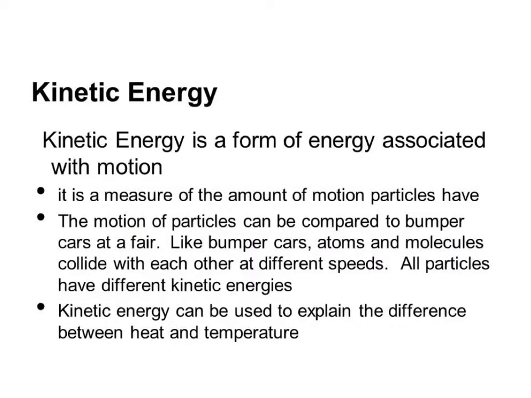Now another term to be familiar with is kinetic energy, and we'll deal with kinetic energy way more when we get into some other physics units. Kinetic energy is a form of energy associated with motion, and it is a measure of the amount of motion particles have. So Brownian motion is a movement of particles, and kinetic energy is a measure of the amount of motion the particles have. The motion of particles can be compared to bumper cars at a fair. Like bumper cars, atoms and molecules collide with each other at different speeds, and all particles have different kinetic energies. Kinetic energy can be used to explain the difference between heat and temperature, and we'll see that in the next slide.